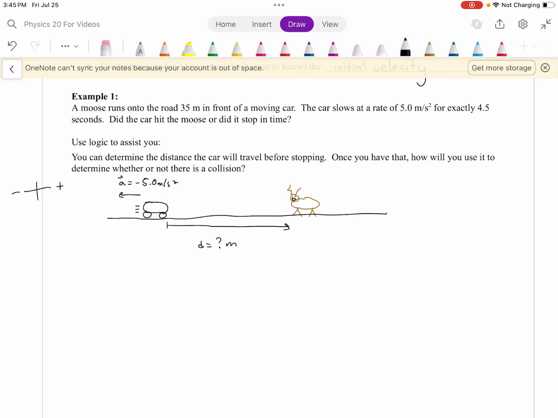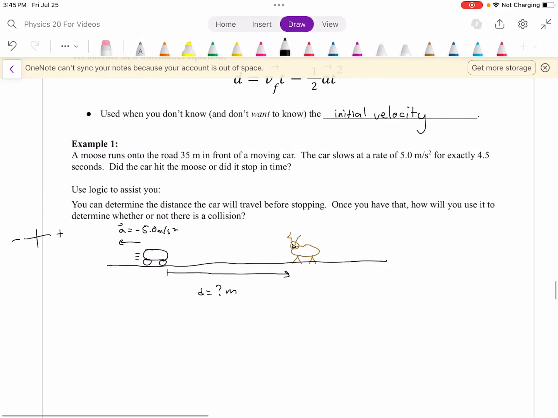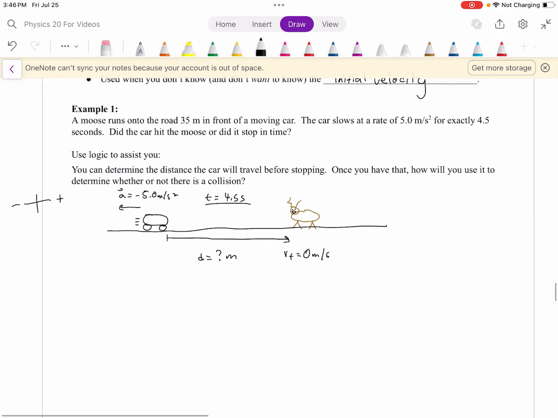Okay, so I'm going to say the displacement's actually what we want to find, and then we'll compare it to 35 meters, okay? Now, we actually do know one more thing, because if it came to a stop, what do we know at the end? Right, we know its final velocity is 0 meters per second. It's going to want to come to a stop in order to avoid hitting the moose. So what we need to figure out is if it came to a stop after accelerating backwards at 5 meters per second squared for 4.5 seconds, how far would it have traveled forward? Okay, so there's our plan.